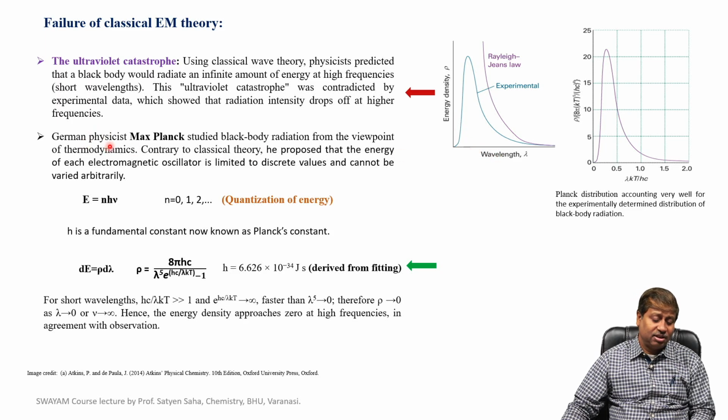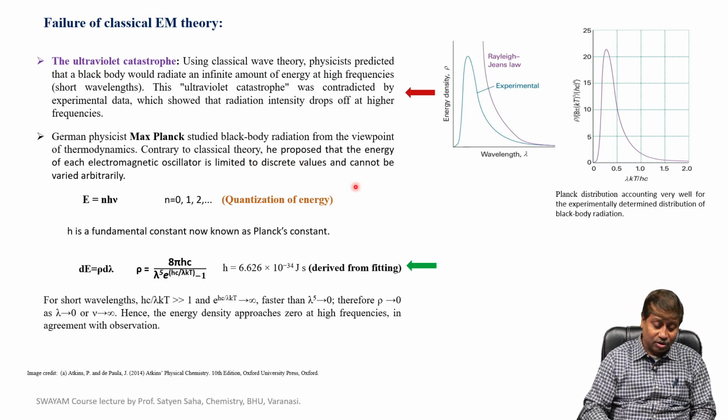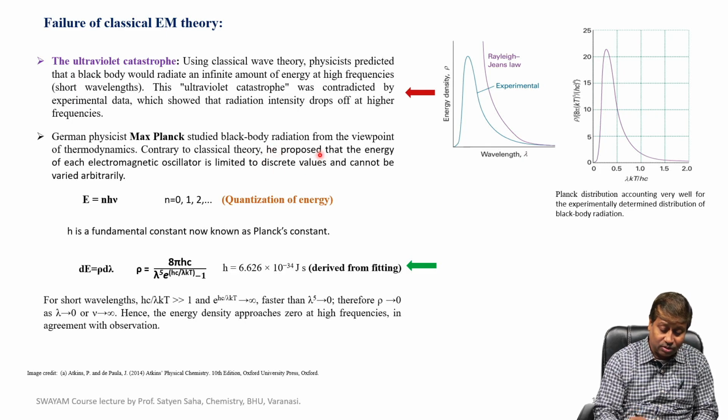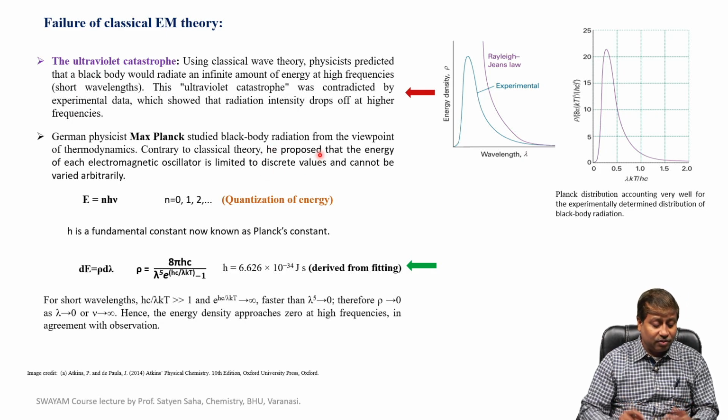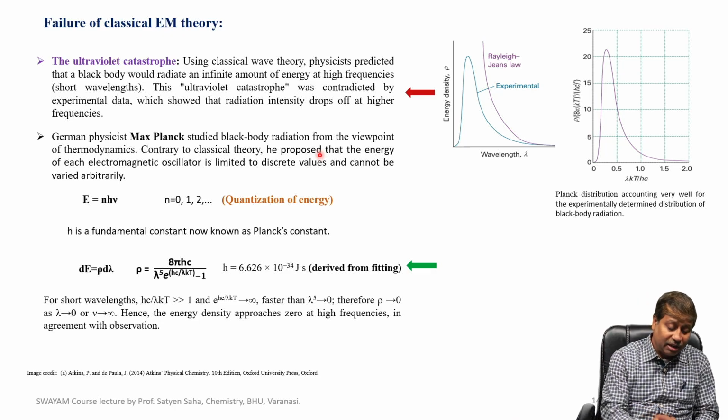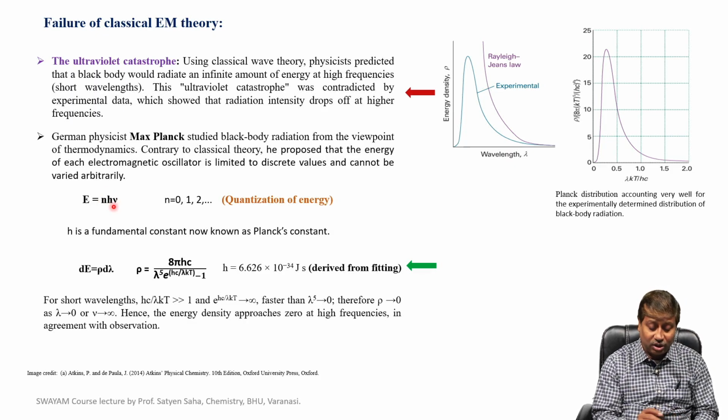Then the German physicist Max Planck studied the black body radiation from the viewpoint of thermodynamics, and contrary to the classical theory, he proposed that the energy of each electromagnetic oscillator is limited to discrete values. This discrete values point is important. It is limited to discrete values and cannot be varied arbitrarily. So, there the quantization of energy concept came: E is equal to n h nu. It is not continuous, as it was thought.